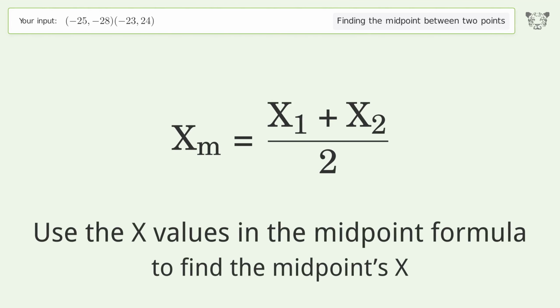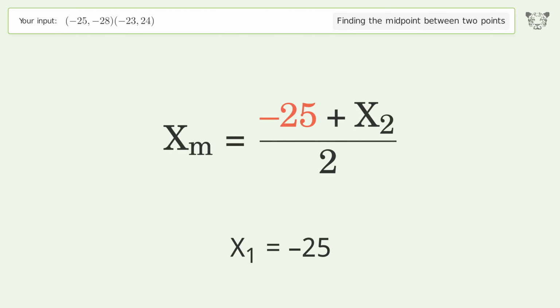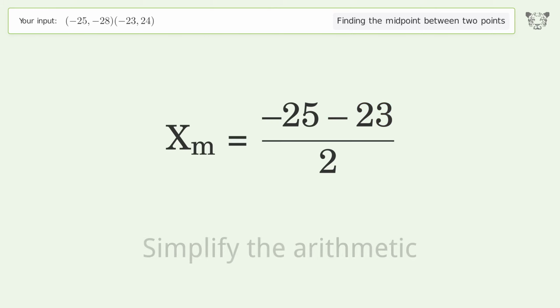Use the x values in the midpoint formula to find the midpoint's x. x1 equals -25. x2 equals -23. Simplify the arithmetic.